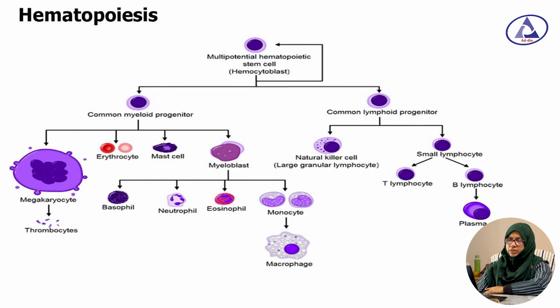Now let us discuss hematopoiesis of WBC. WBC usually originate from the mother cell, that is the multipotent hemopoietic stem cell, and then it is divided into two types of progenitors, that is common myeloid progenitor and common lymphoid progenitor. From the common myeloid progenitor come basophil, neutrophil and eosinophil, and from the common lymphoid progenitor come the lymphocytes, that is T lymphocytes and B lymphocytes, as well as plasma cells.